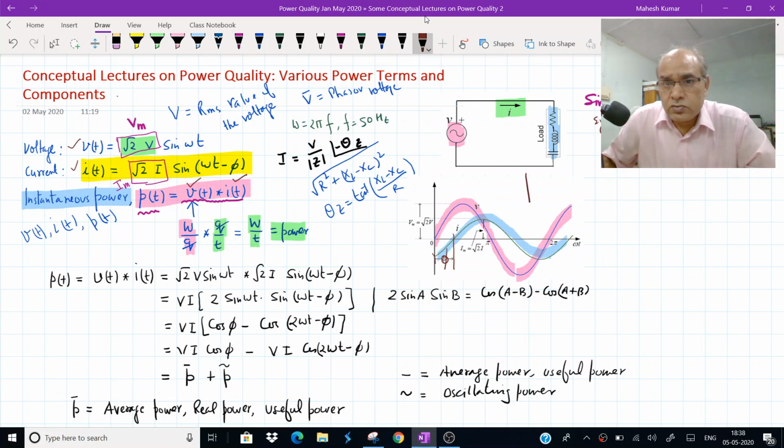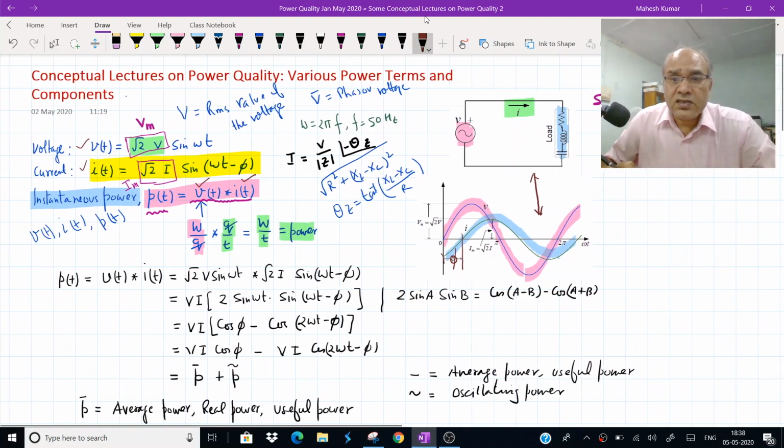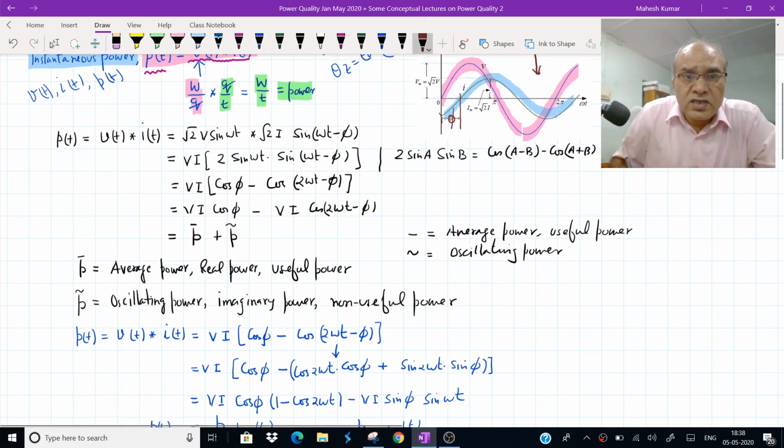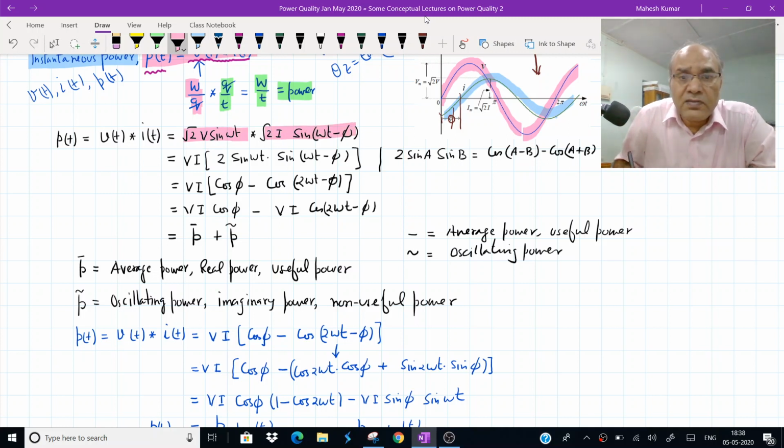Now once I know that this is my system, therefore I multiply voltage and current. So you can see it here. This is the multiplication of voltage and current. If I multiply them, I will get Vm Im here, which is formed from this V and from this I, and then 2 sin omega t into sin omega t minus phi.